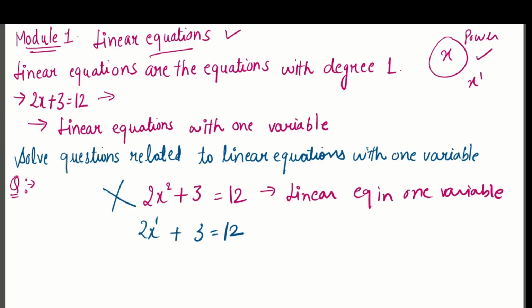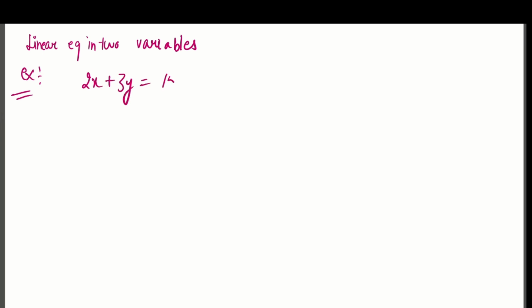And if we talk about linear equations in two variables, we can give one example: 2x + 3y = 15. This is called a linear equation in two variables. Here, the degree of the variables that we are using, x and y, is 1.